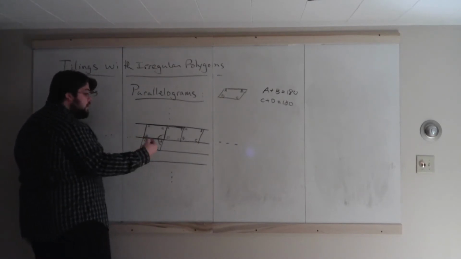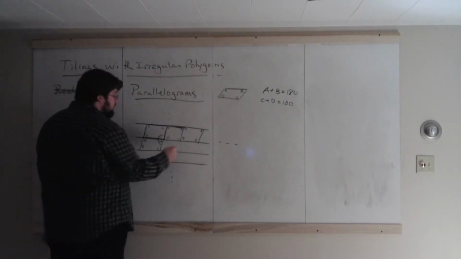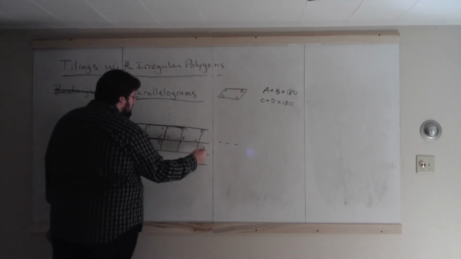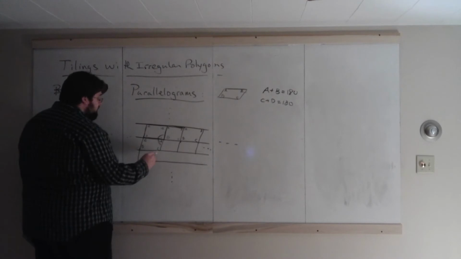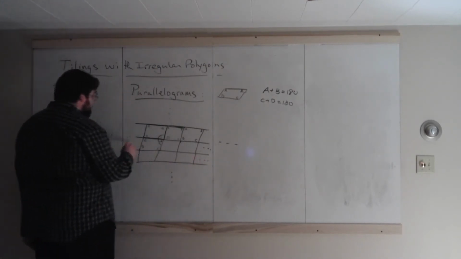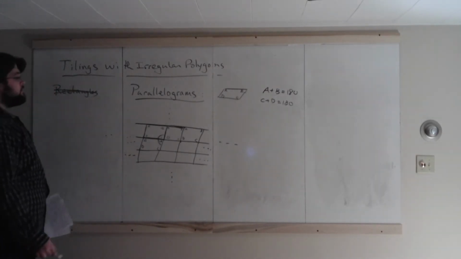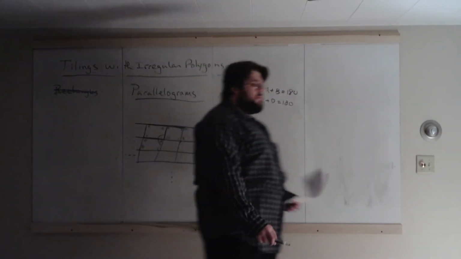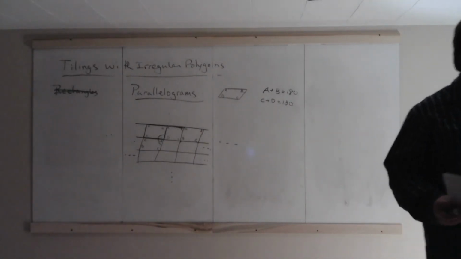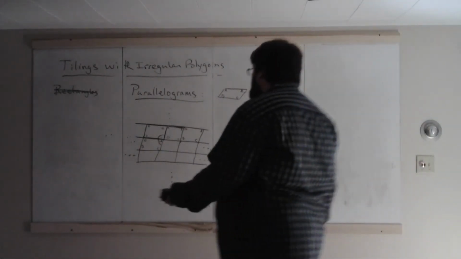D plus A, 180, because of the other side of the parallelogram argument, and so on. So we can fill in two-dimensional space with parallelograms. Well, that's wonderful. What about rectangles? Well, rectangles are just a special case of parallelograms where all the angles are right angles.